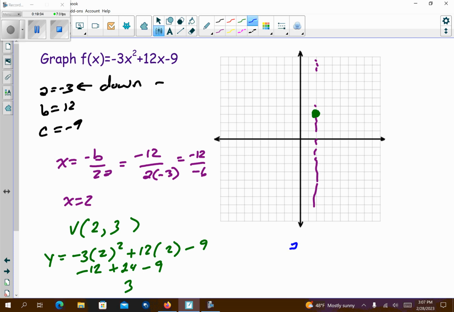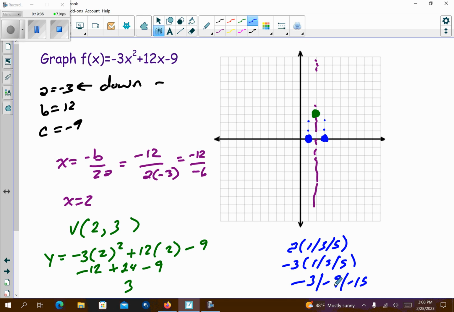Remember, the pattern graph is a times 1, 3, 5. What's my a value? Negative 3. So I'm going to go negative 3 times 1, 3, 5. And that's going to graph me at negative 3, negative 9, negative 15. All right, you know it's opening down. So I'm going to go from here. Now I'm going to go right 1, down 3. And I'm going to go back to the dot. Left 1, down 3.